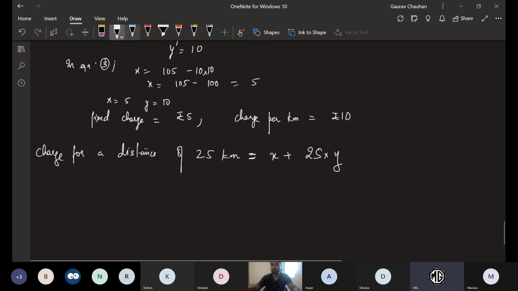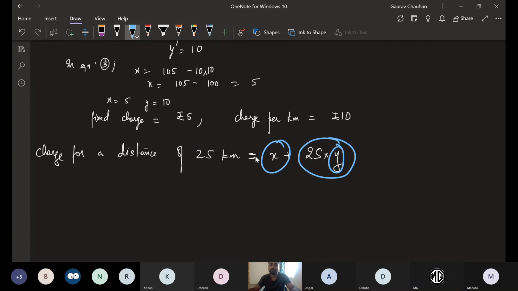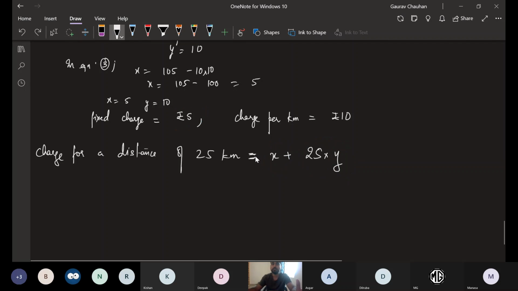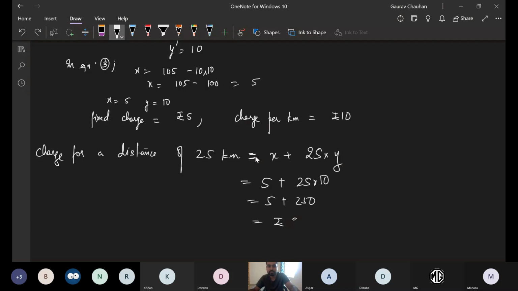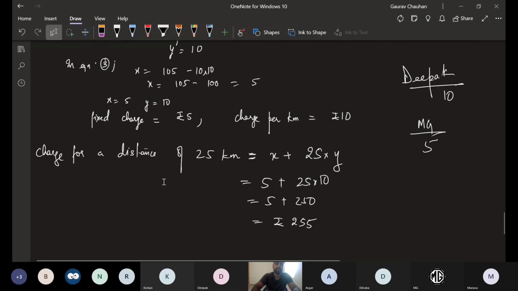This is for 1 kilometer, so 1 kilometer into 25, plus what you're paying for sitting. For sitting, you're paying 5 rupees. That's equal to 5 plus 25 into Y, that's 10, which is 5 plus 250, equal to rupees 255. Good. MG, you're clear? Yes, sir. Deepak, I'm going to give you 10 for this. And MG, thank you for doing this last part, 5 for that.